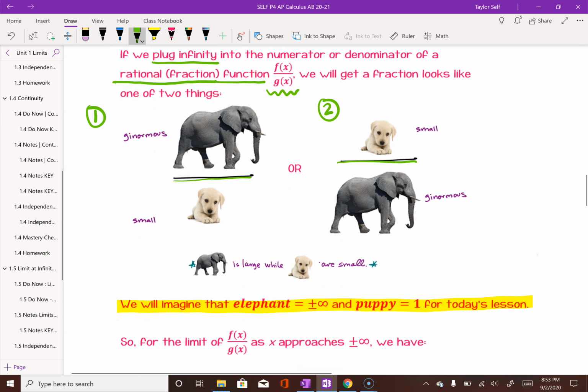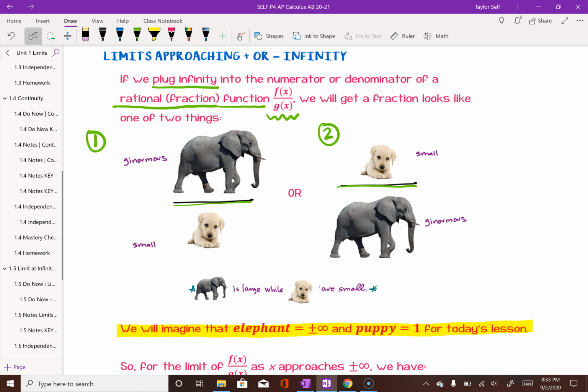Okay, and then for the sake of today, we're going to imagine that elephants are the same as plus or minus infinity, because elephants are ginormous, right? And so is plus or minus infinity. And then puppies are the same as 1. That's for today's lesson, because 1 is a very small number. All right, so let's move on.